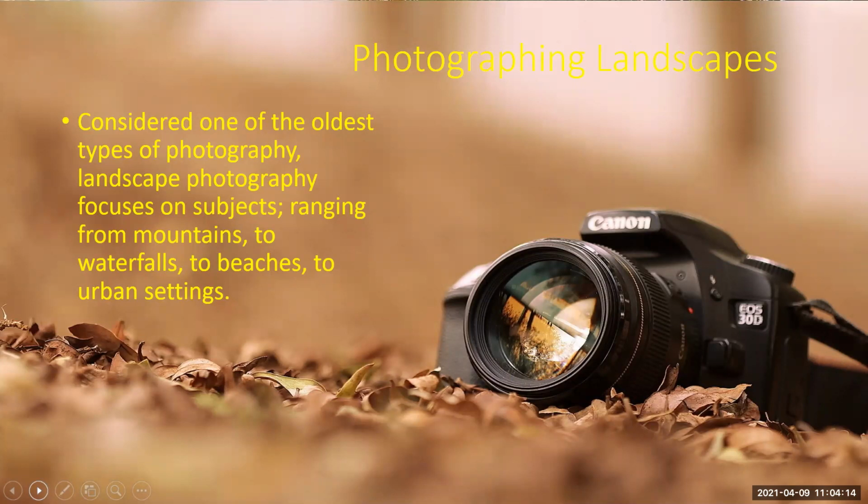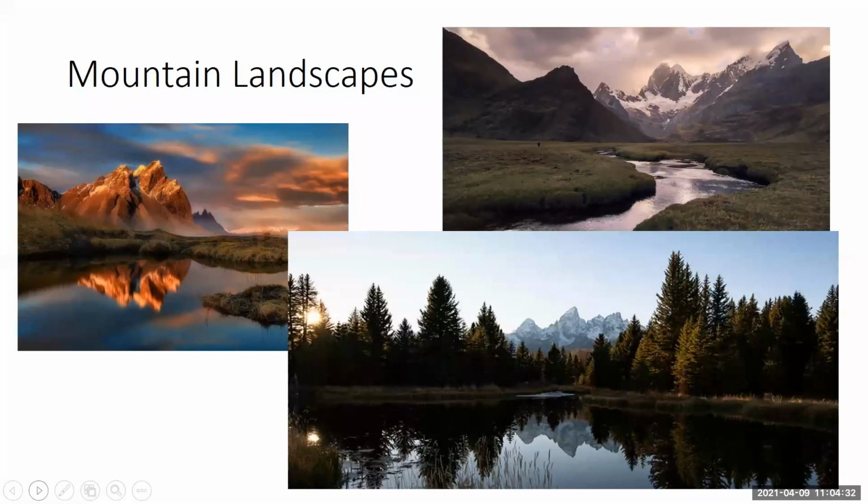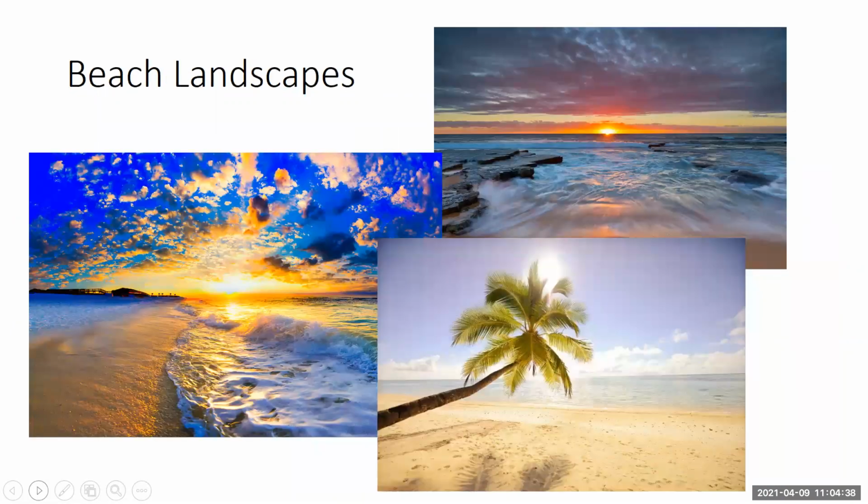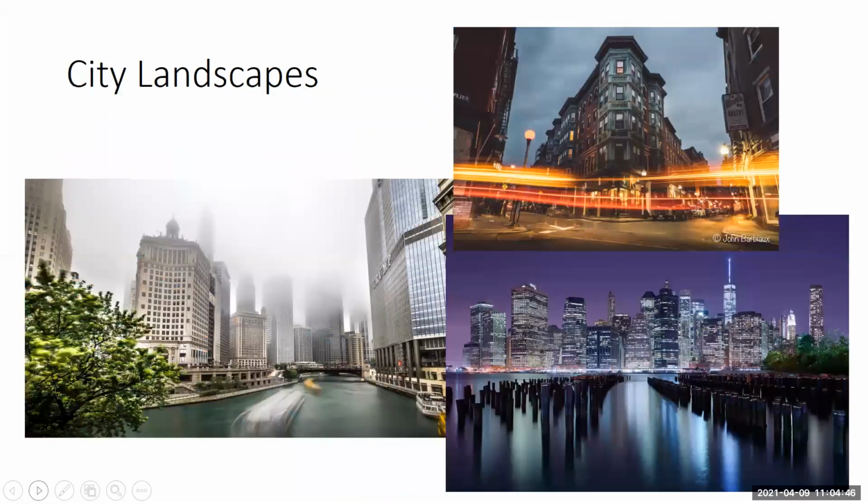So when you're photographing landscapes, it's considered to be one of the oldest types of photography. Landscape photography focuses on subjects ranging from mountains to waterfalls to beaches to urban settings like cityscapes. So you have mountain landscapes, right? Tons of different mountain landscapes. You have beach landscapes. You can get tons of those here in Florida, especially being so close to the bay. You have city landscapes. You can get those in downtown Tampa easily, or downtown St. Petersburg, wherever you're close to.